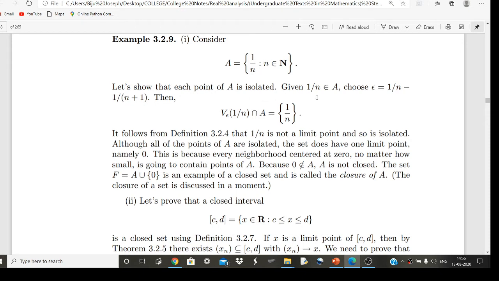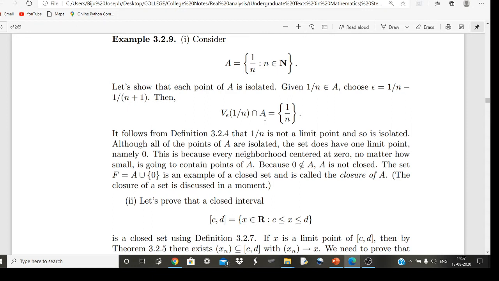So we choose an arbitrary element 1 by n of A and we choose epsilon equal to 1 by n minus 1 by n plus 1. Then we consider the epsilon neighborhood V epsilon of 1 by n, intersection A, and we can see that it is equal to the set {1 by n}. It means the epsilon neighborhood intersects A at only the point 1 by n and it is not intersecting A at any other points.